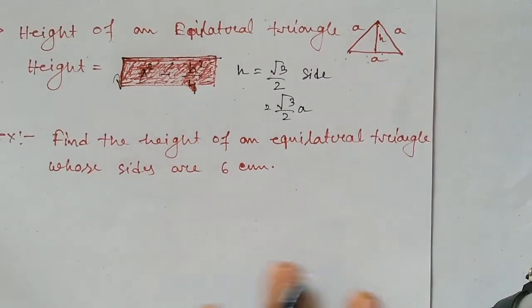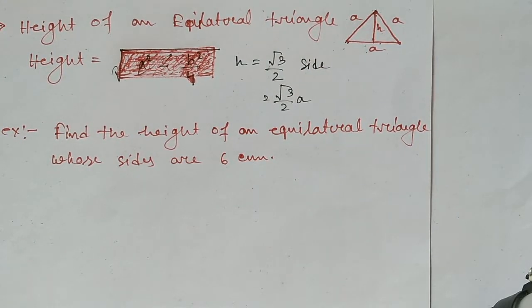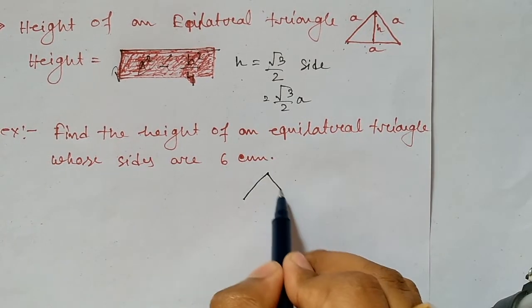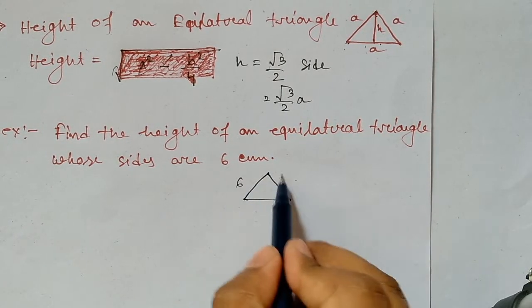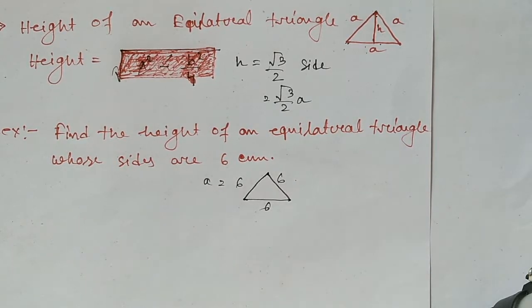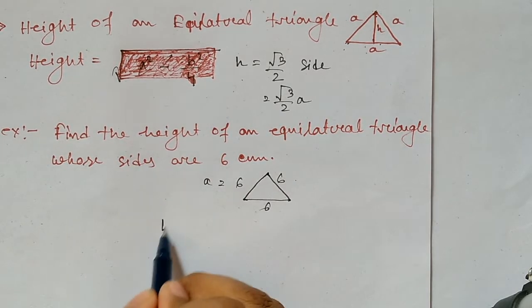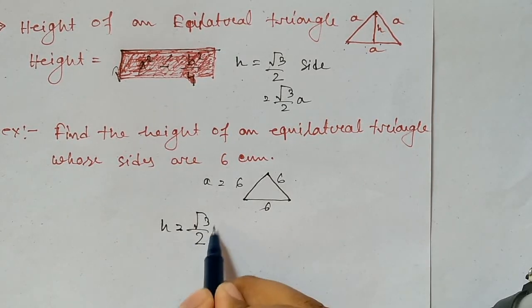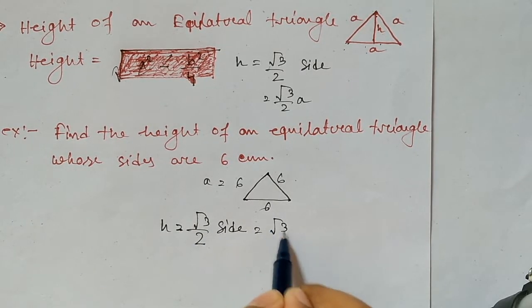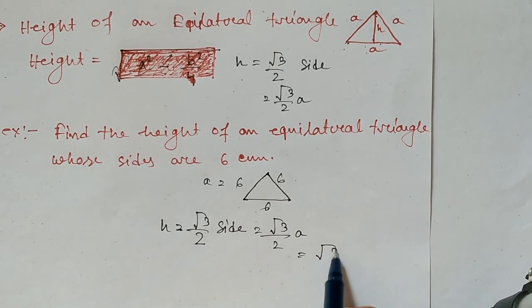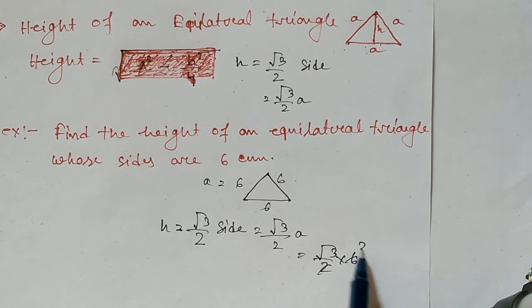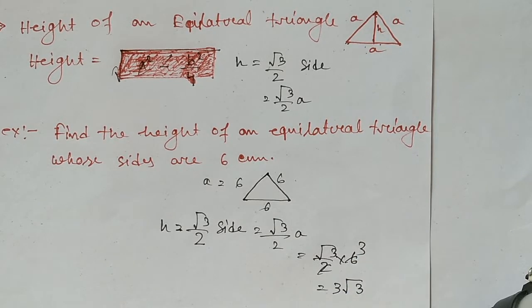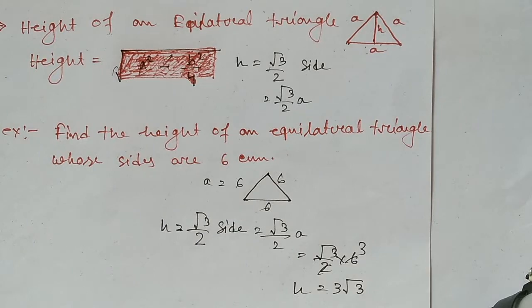So we have a problem: find the height of an equilateral triangle whose sides are 6 cm. We have considered a is equal to 6. Then we have the formula h is equal to root over 3 by 2 into side. It means root over 3 by 2 into 6, which gives us 3 root 3. So the height of the triangle is 3 root 3. So this is the concept of the height of an equilateral triangle.